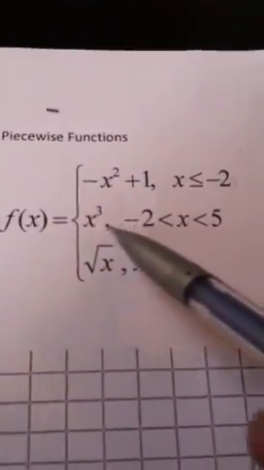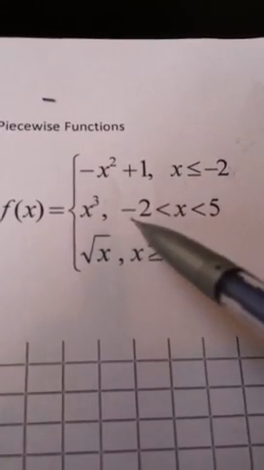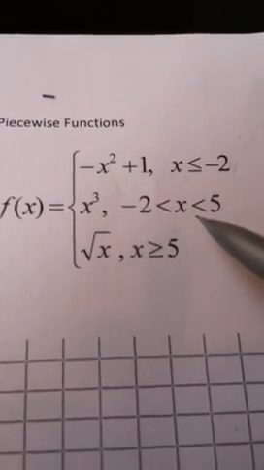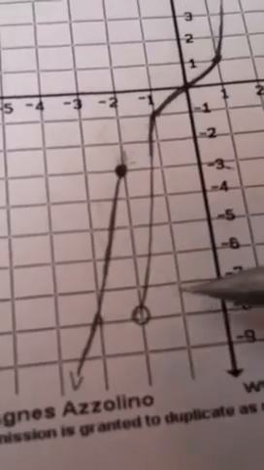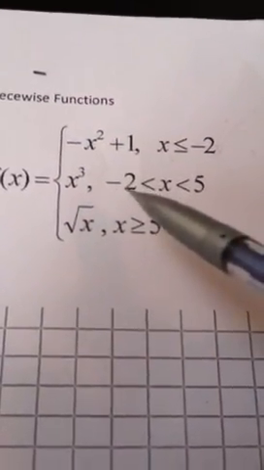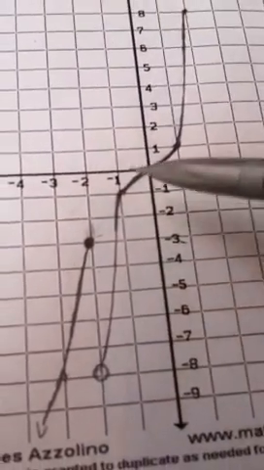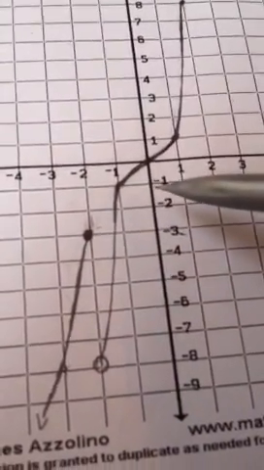The next part of my function states that when x is greater than negative 2 but less than 5, my function will be x cubed. So starting at negative 2, my y value will be negative 8, and I use an open circle to indicate that x cannot equal negative 2. So moving on from negative 2 to negative 1, y is going to be negative 1.